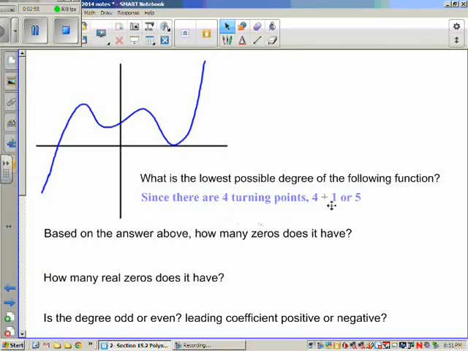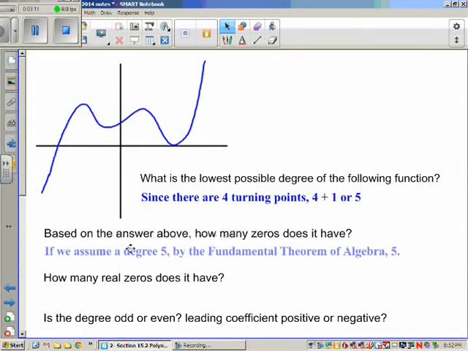So since there are 4 turning points, 4 plus 1 or 5, degree 5 polynomial is the lowest degree. Could have more if there's some subtle inflection points. But let's just work with a degree 5 that has the 4 turning points. Based on the answer above, how many zeros? Well, if it's a degree 5, by the fundamental theorem of algebra, we would have 5 zeros.